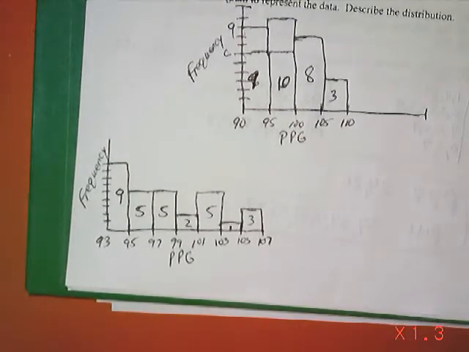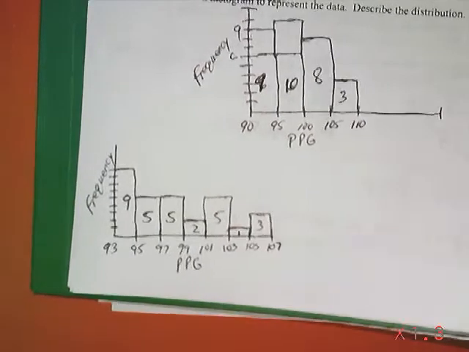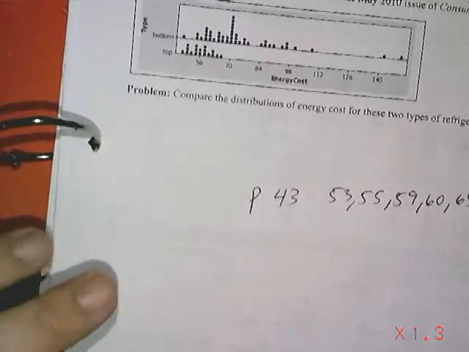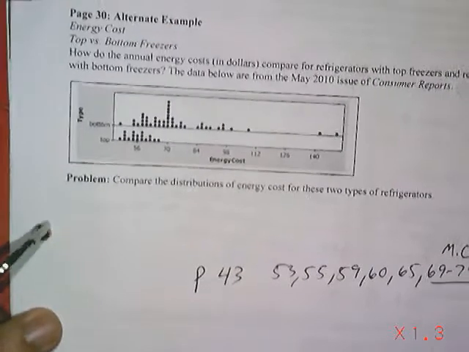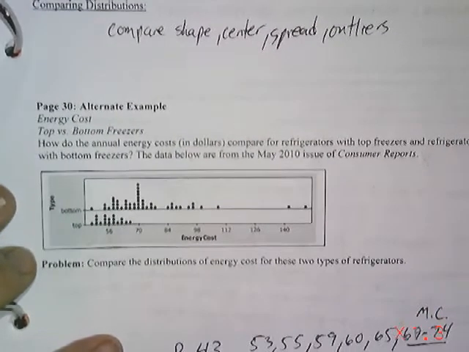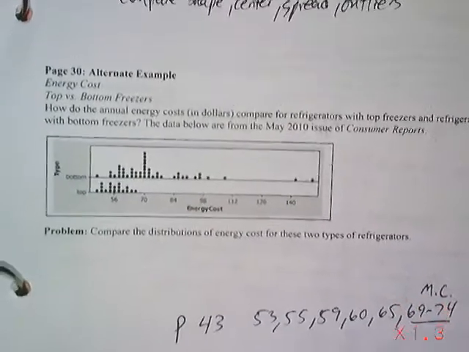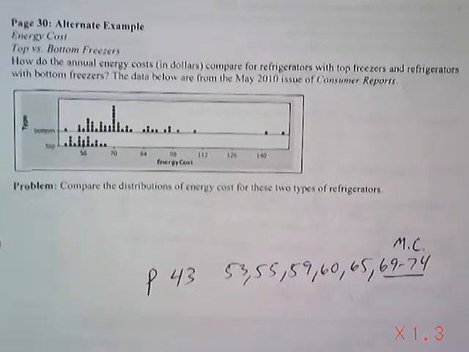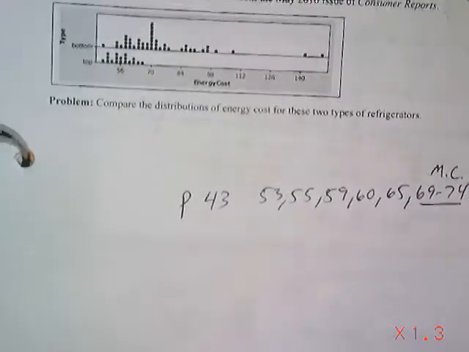Okay, so we might say something like this: the bottom freezer group has a mean or a middle of about 70, a fairly strong skew to the right, and a spread that goes from about 50 to about 150 or 160, somewhere in that range.